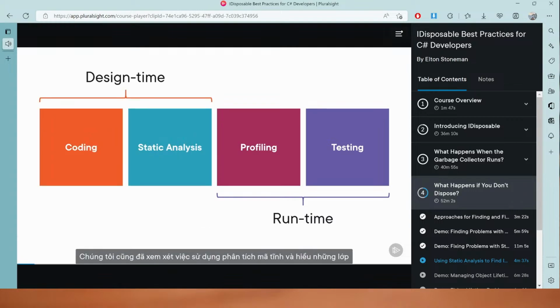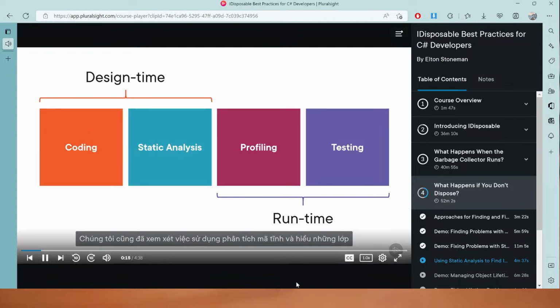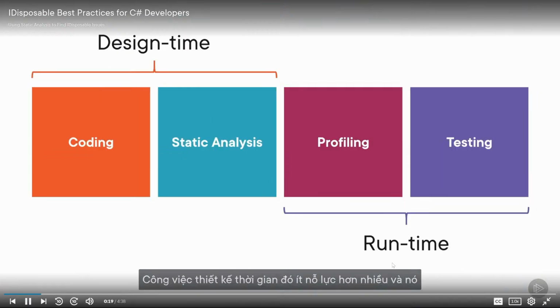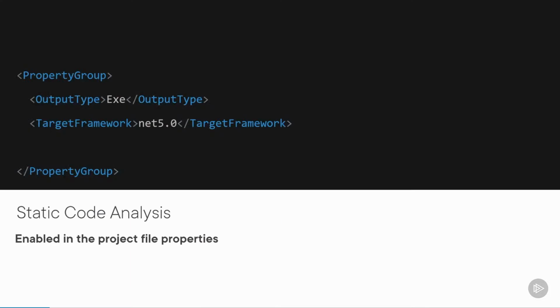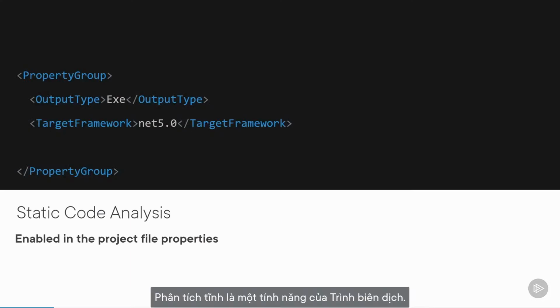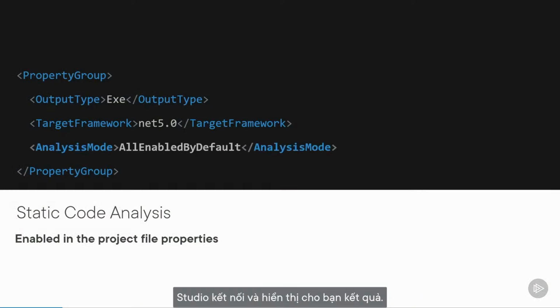sessions. We also looked at using static code analysis and understanding which classes you use need to be managed correctly. That design time work is much less effort and it gets you better quality code before you even start to run your app. Static analysis is a .NET compiler feature which you enable in your project settings, and Visual Studio hooks in and shows you the results.